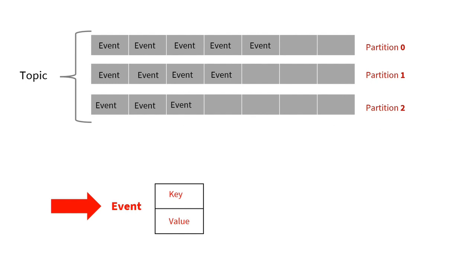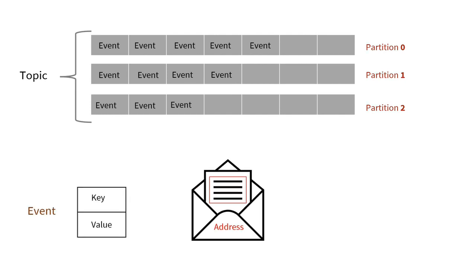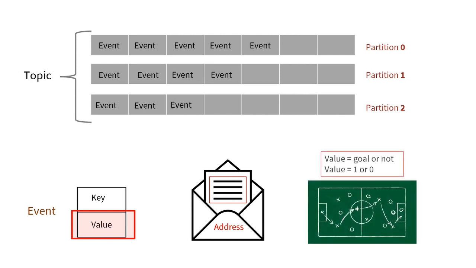When an event is added into the topic, it comes in a pair format. It has a key and a value. Think about it like an envelope, that it has a value inside and it has an address to know where to go. The key is to know where to add the event, to which partition. And the value is the data, the information of that event. In our example, if there is a goal or not. If we're using binary terms, 1 or 0.